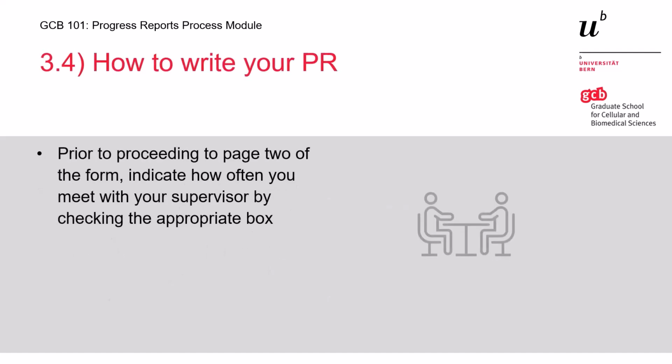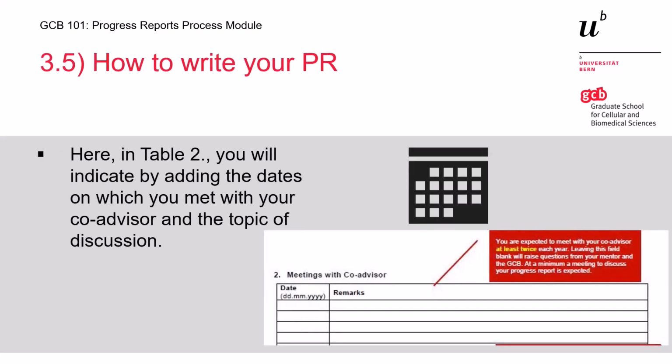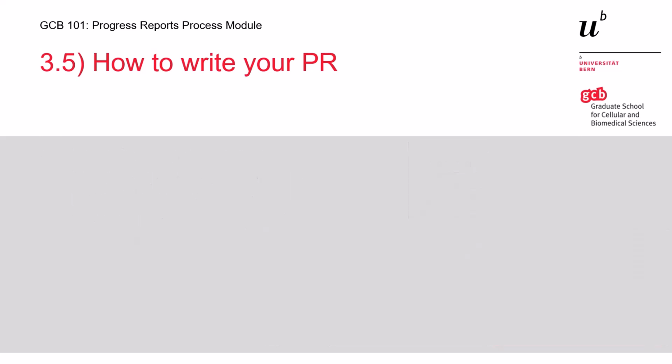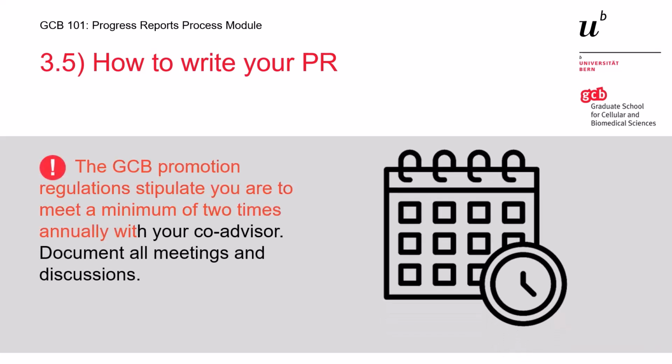Number 4. Prior to proceeding to the next section, indicate how often you meet with your supervisor by checking the appropriate box. Number 5. On the table Meetings with Co-Advisor, you will indicate the dates on which you met with your co-advisor and the topic of discussion. The GCB promotion regulations stipulate that you are to meet a minimum of 2 times annually with your co-advisor. Document all meetings and discussions.